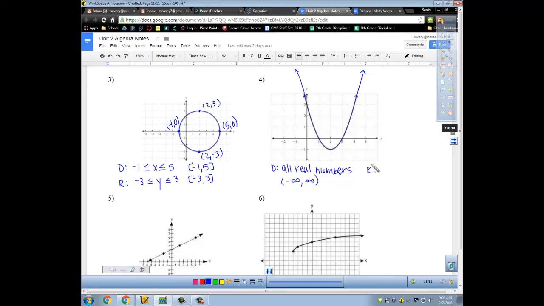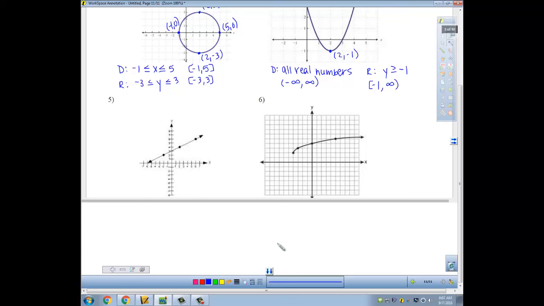For range, I do have a lowest point that's at 2, -1. But my range is going to keep going up and up, which means y values can be anything bigger than -1. So y is greater than or equal to -1. And then as a coordinate, that would be written -1, and then it's going to keep going up and up, so that's infinity.